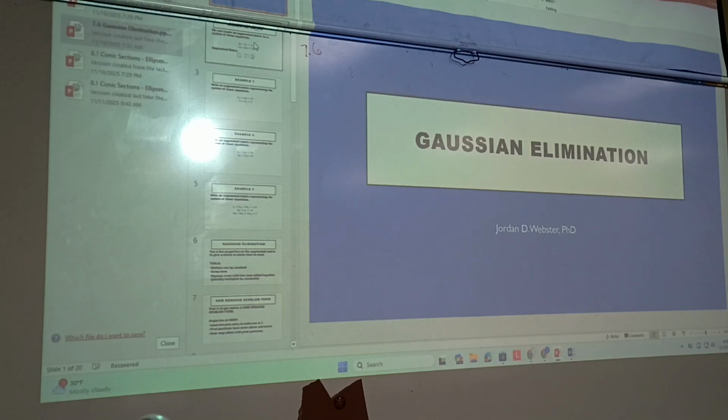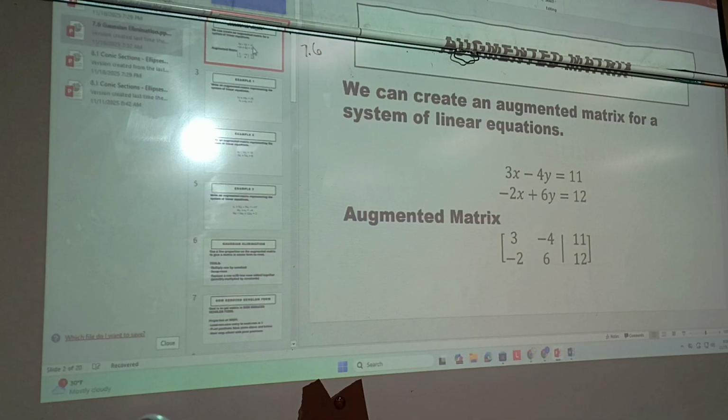But anyway, I digress. Here's our goal today. We are going to take linear equations, systems of equations, and turn them into a matrix, and then use that matrix to find the solutions. Okay?